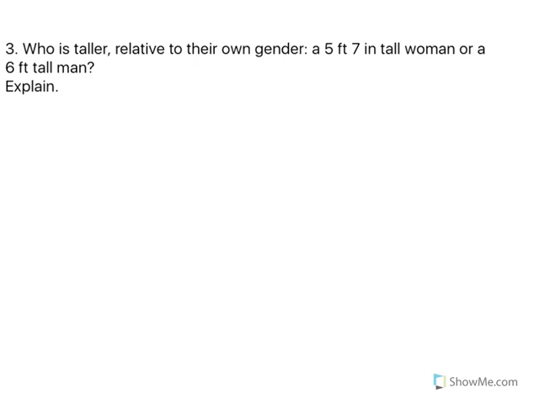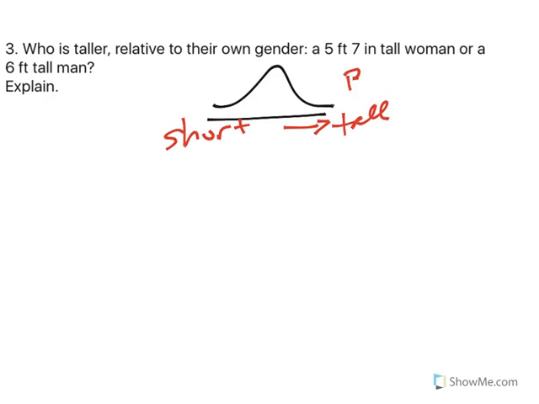Sorry about that. Let's go to number 3. Who is taller relative to their own gender? A 5'7" tall woman or a 6 foot tall man? And explain. Okay, so if you're thinking about a z-score, the taller person is going to be further to the right, right? Short people are over here, tall people are over here. So whoever has the bigger z-score will be taller.